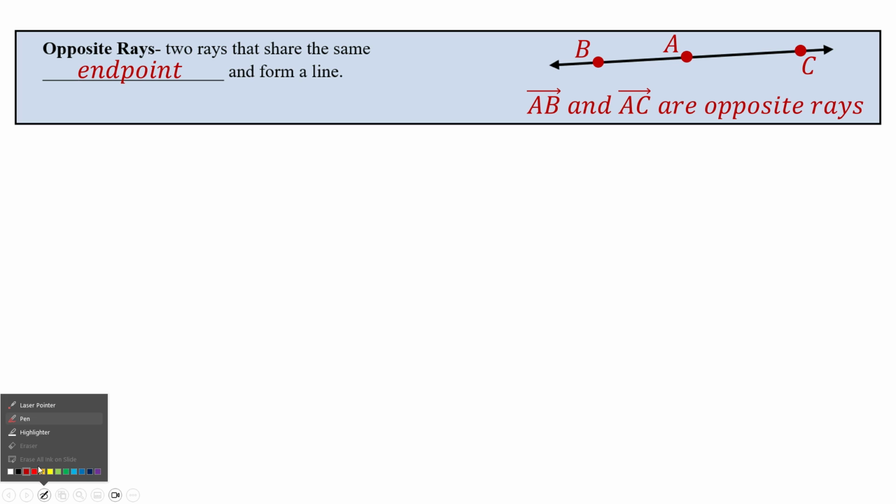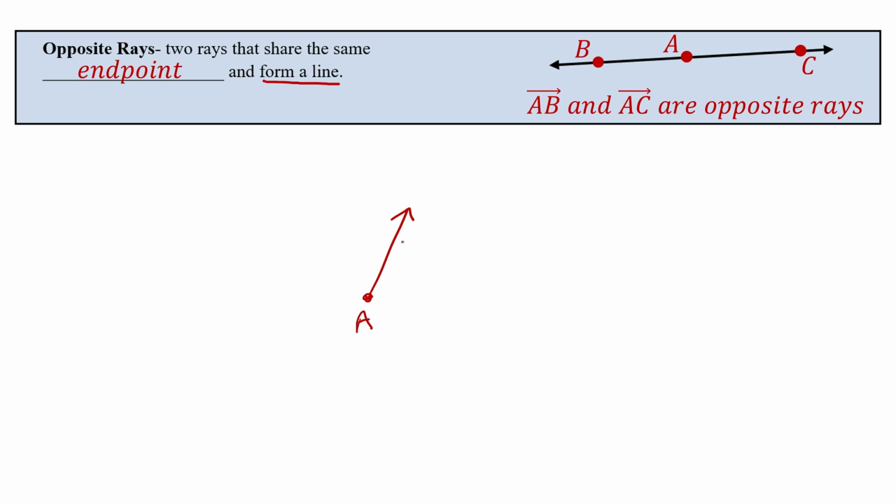Now let me get into a little bit of detail here, because a lot of people do make mistakes with opposite rays. The key word here is that they have to form a line. Some people think that, let's say call this A, and let's say I draw a ray going up this way and a ray going this way. We'll call the first ray AB and the second one ray AC. These are not opposite rays. Why? Because they don't form a line. They might share the same endpoint, in this case point A, but they don't form a line. And so these are not opposite rays.